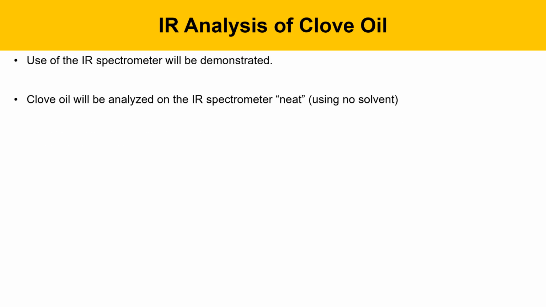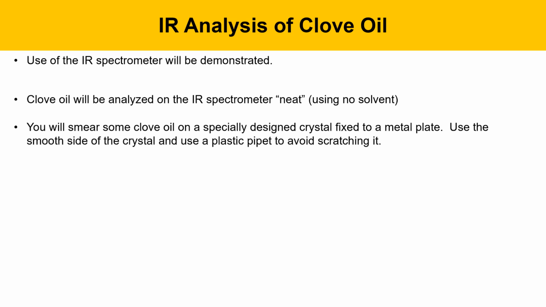That's called neat. This will involve just smearing some of the clove oil on a specially designed plate, a crystal that's affixed to a metal plate, and we'll use the smooth side of that crystal, and we'll use a plastic pipette to avoid scratching it. The type of sampling technique that we're going to be using is called ATR, that's attenuated total reflectance. It's just a way of sampling the IR absorbance of a material.